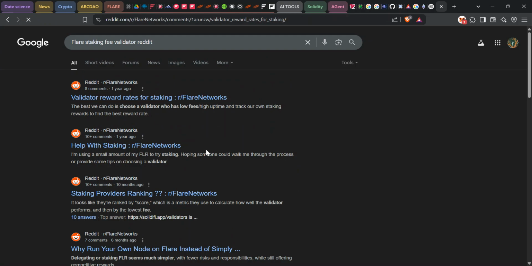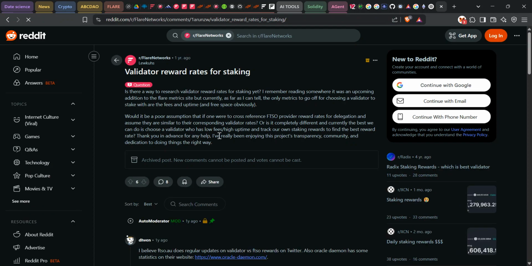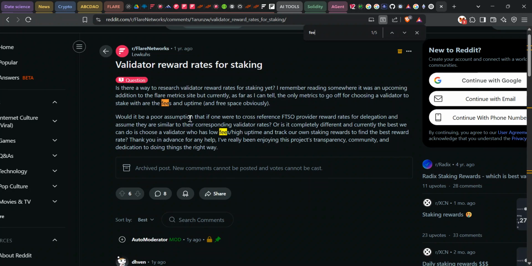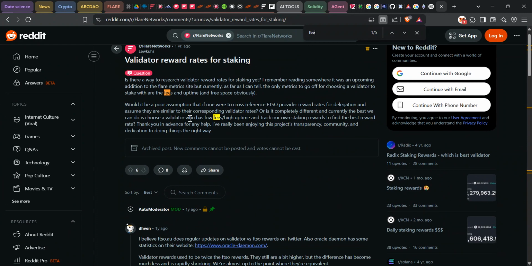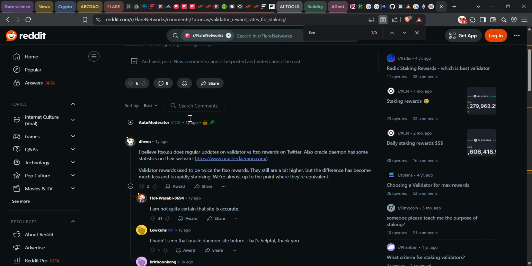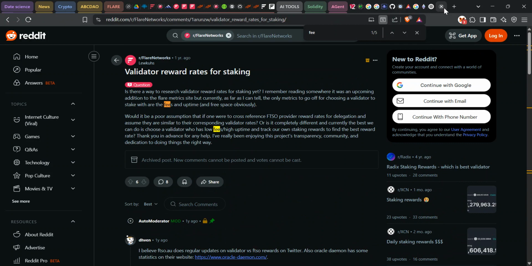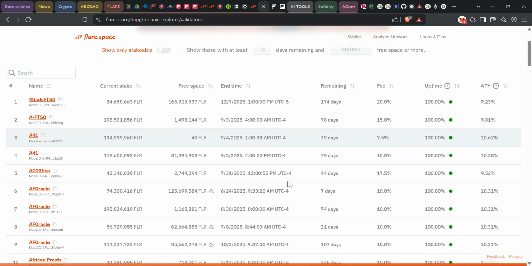We're gonna check Reddit out, see what these people have said. We're gonna look particularly for fees. Best we can do is choose a validator that has low fees and high uptime, and track our own staking rewards to find the best reward rate. So basically, the fees are a percentage taken from your rewards. So yeah, that took me too long to figure out.